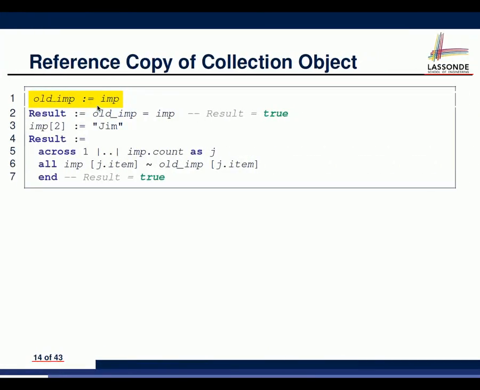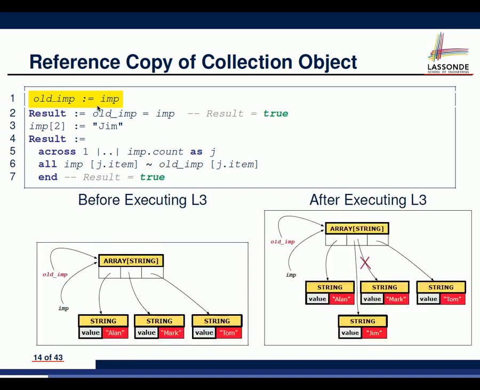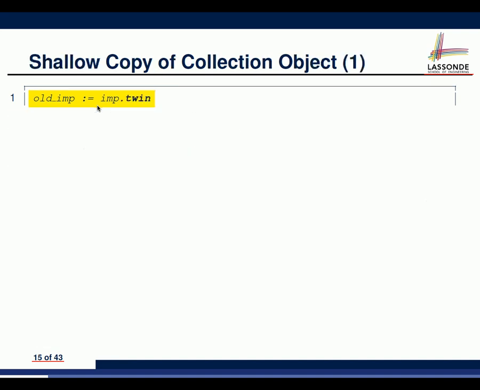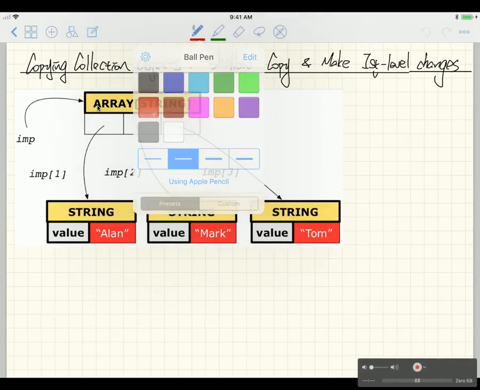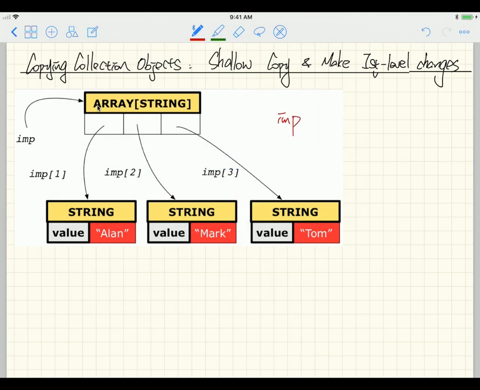Okay, let's go on. So this one's easy, just true. Okay, exactly the same diagram as I drew. The second one is interesting. Okay, so let's do a shallow copy. So now how would we draw the shallow copy over here? So let's say over here, let me put it here. Old imp is assigned to imp dot twin.